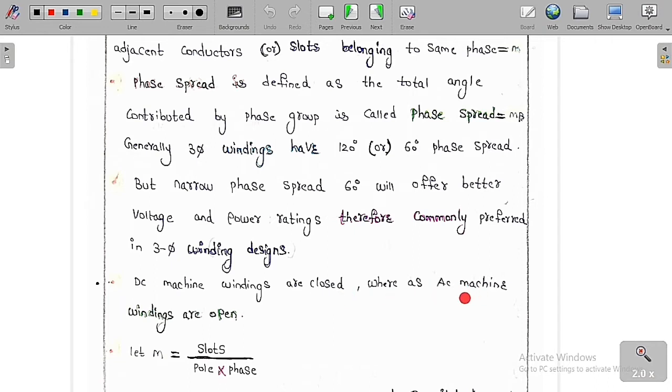Whereas in the AC machine, the windings are always open. In the stator, we are going to keep the armature winding, which is basically open in nature to give a supply. Therefore, the DC machine windings, whether the field winding or the armature winding, are always closed in nature, whereas the AC machine armature coils present on the stator are always open in nature. So simply we can say that DC machine windings are always closed, whereas the AC machine windings are always open.